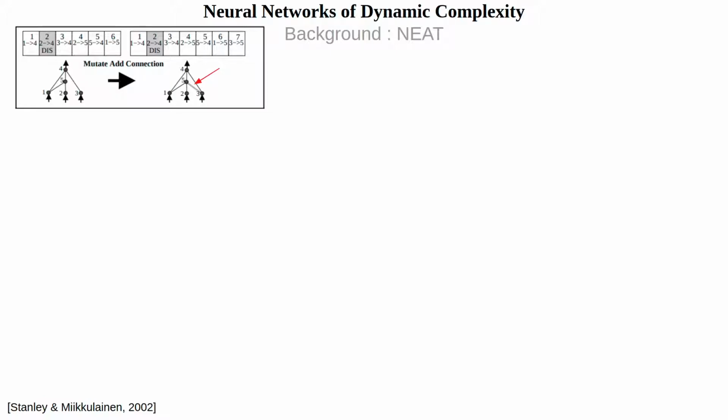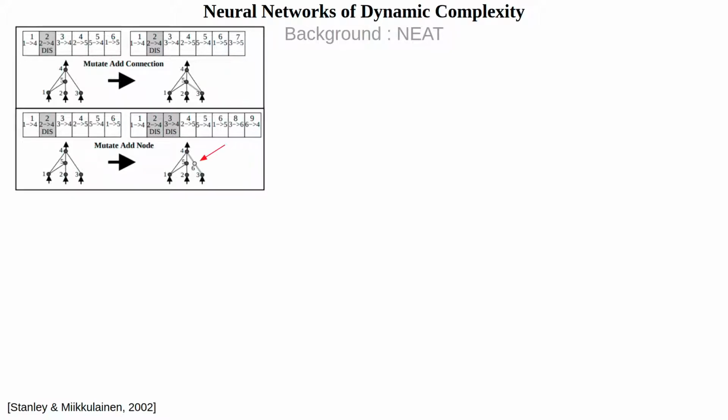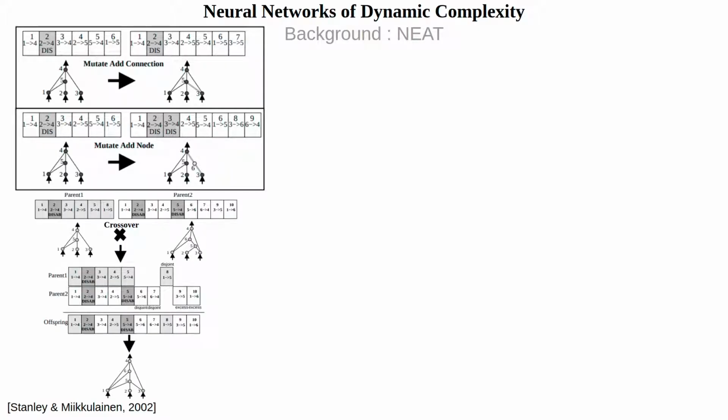As you can see here, the first structural mutation is to add a connection between two nodes. The second mutation splits a connection in half in order to add a node in between. And the third important operation is to breed networks together in order to create new ones.